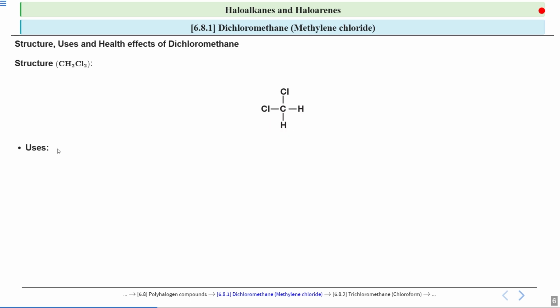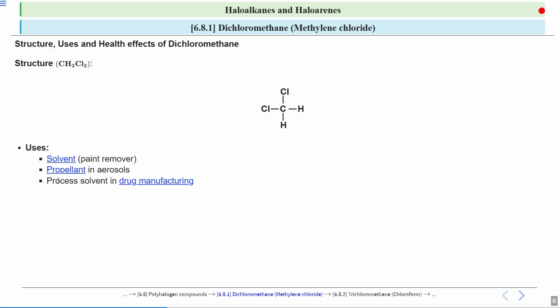Now if you talk about its uses, we use it as a solvent in paint removers. So in the process of paint removal, we use dichloromethane as a solvent. We also use it as a propellant in aerosols. What are propellants? A propellant is a fuel that causes something to move forward. And aerosols are small particles that are suspended in our atmosphere. So we use dichloromethane as a propellant, as a fuel, in aerosols.